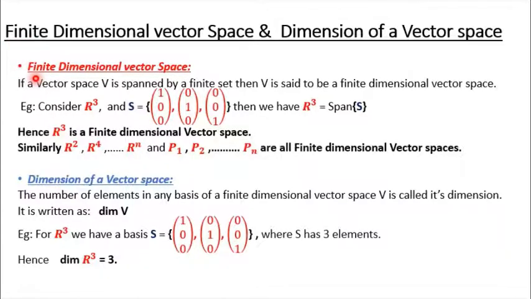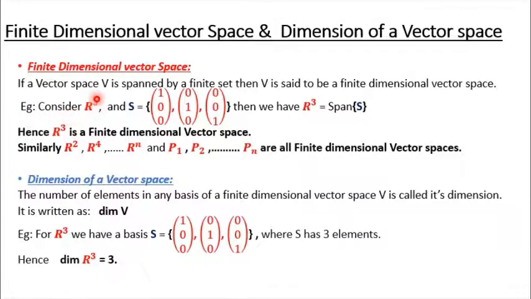So let us see first what is a finite dimensional vector space. If a vector space V is spanned by a finite set, then V is said to be a finite dimensional vector space. Actually, we have been dealing with these finite dimensional vector spaces in all our previous lessons. So let us see the first example.